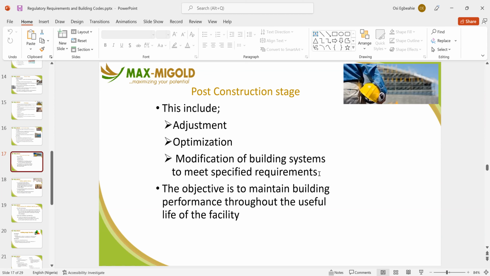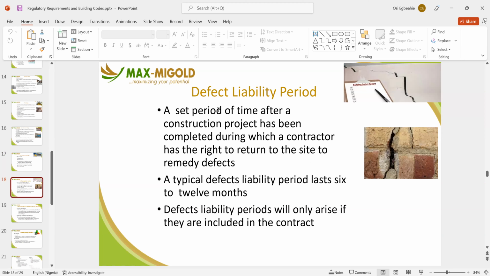The objective is to ensure that the building is performing optimally throughout the useful life of the structure. Deferred liability period. Now, deferred liability period is required in construction. It is a set period of time after a construction project has been completed, during which the contractor has the right to return to site to remedy defects.